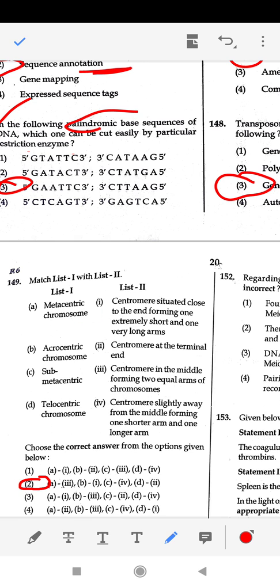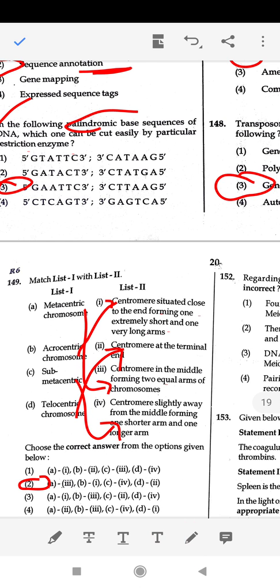Metacentric chromosome, centromere in the middle forming 2 equal arms of chromosome. Acrocentric chromosome क्या होता है? Centromere situated close to one end forming one extremely short and one very long arm. Submetacentric क्या होता है? Centromere slightly away from the middle forming one shorter arm and one longer arm. Telocentric क्या होता है? Centromere at the terminal end.